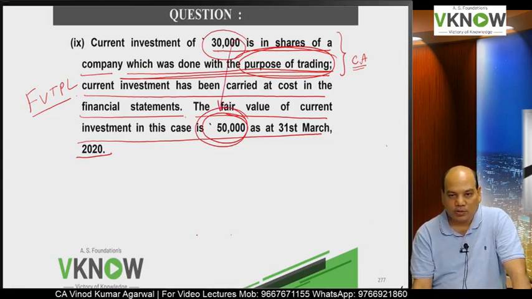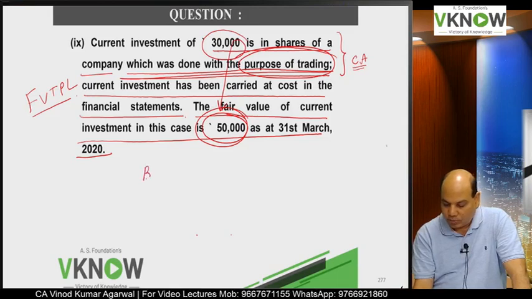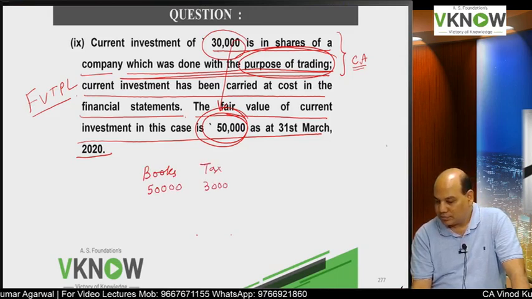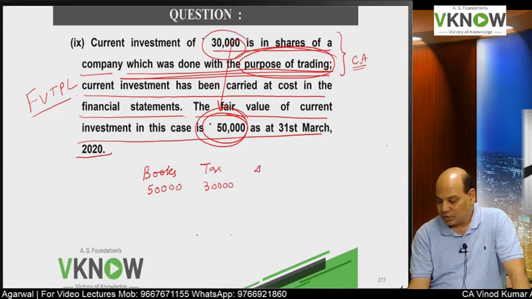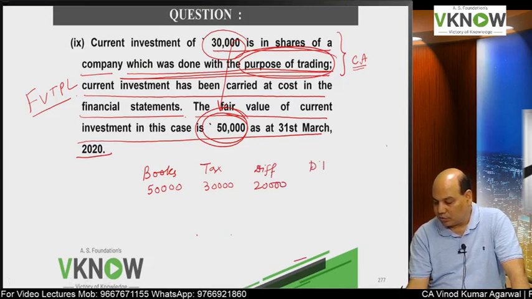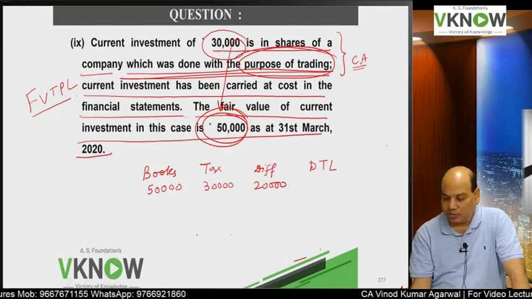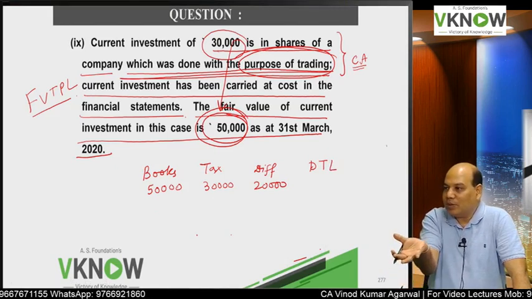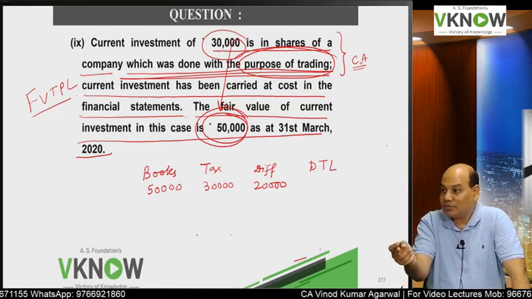But there is a small problem here. In books of account, you have increased it to 50,000, but income tax law will still consider it as 30,000. So there is a difference of 20,000. This will give rise to deferred tax asset or liability. Deferred tax liability. It will give rise to deferred tax liability because today you are increasing the value of the asset by 20,000, but you are not paying tax.